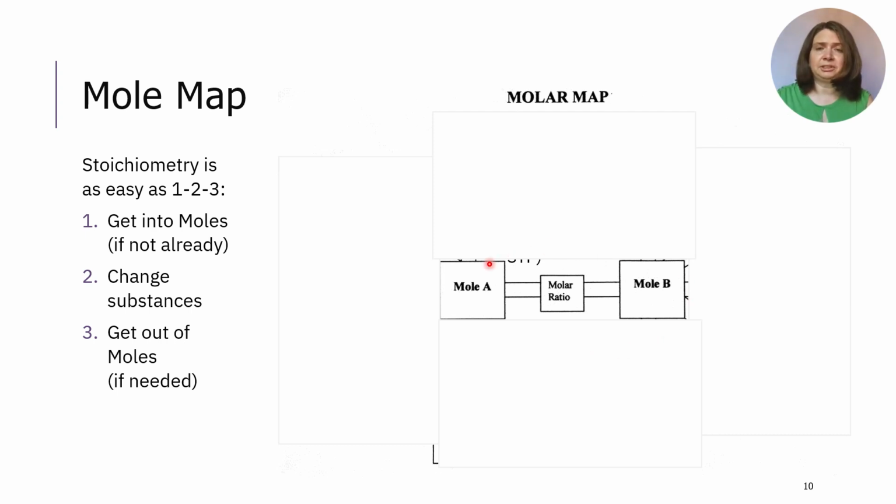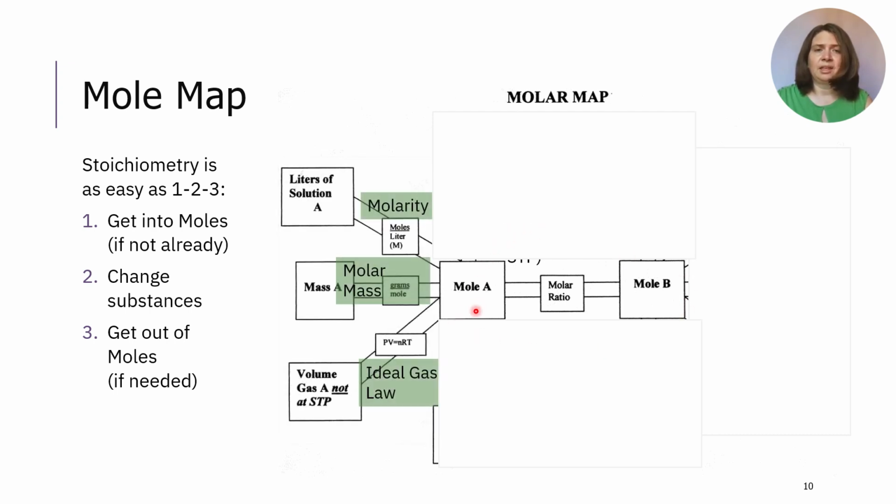At the very center of the mole map is the molar ratio from the balanced chemical equation. The molar ratio is simply the relationship between the stoichiometric coefficients that we discussed in the previous video. Throughout this course, you have learned several ways to convert into moles. If you start with a mass of a solid, you can use the molar mass in order to convert from grams into moles. If you start with the volume of a solution, then you can use the molarity of that solution to convert from liters into moles.